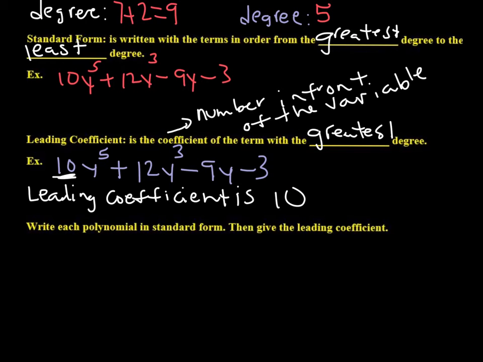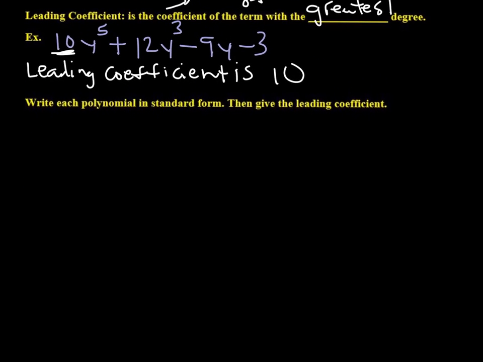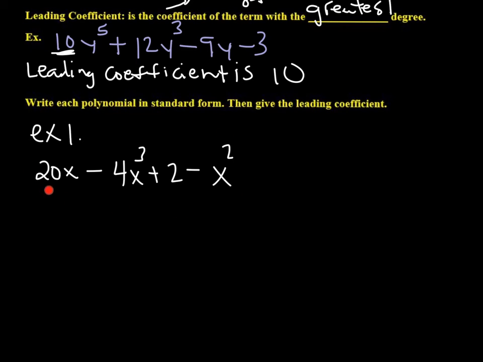Alright, so let's put all of that together. Let's put standard form and leading coefficient together in an example. So I want you to write the polynomial in standard form, then give me the leading coefficient. So let me slide this up and just do a few examples. Alright, so let's do this one together. So example 1. Our polynomial is 20x, take away 4x to the 3rd power, plus 2 minus x squared. So write this in standard form.